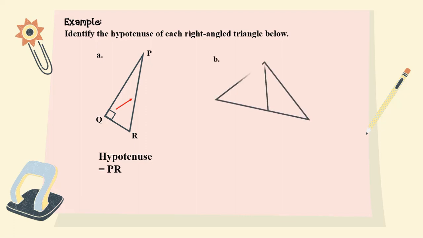Okay, another example. Let's say you have like this. So we do not know which one is the hypotenuse, but we know that the A here is 90 degree, from here to here. So that means our hypotenuse is opposite to this one. That is BD.